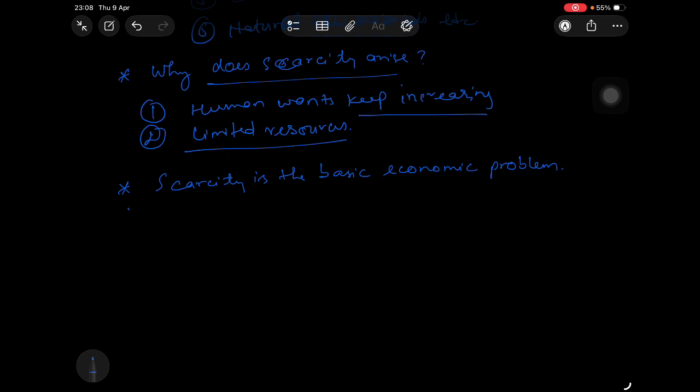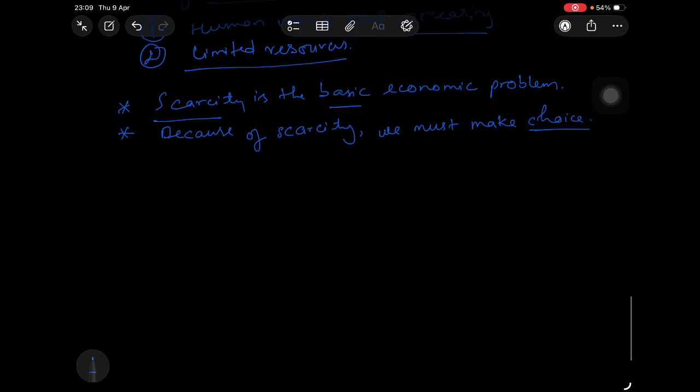If there is a scarcity and resources are limited, you have to make a choice. We can say that because of scarcity we must make a choice. We must make choice, and this choice is our next topic.